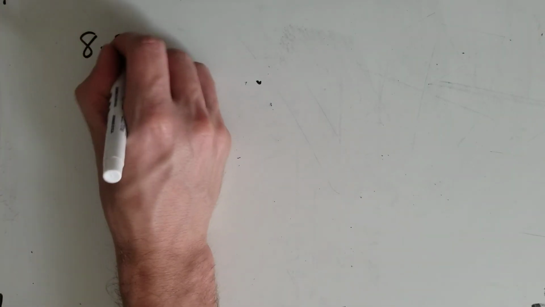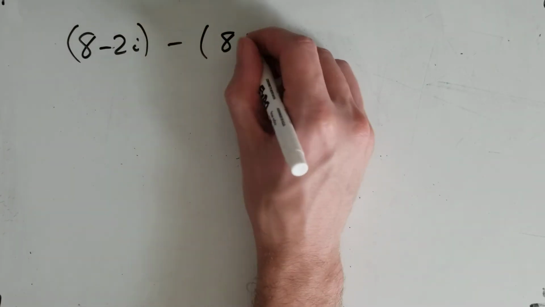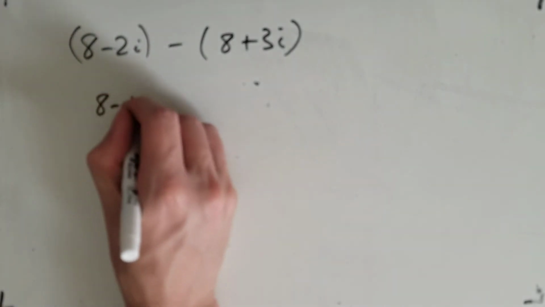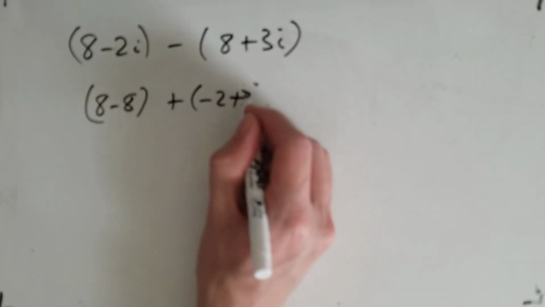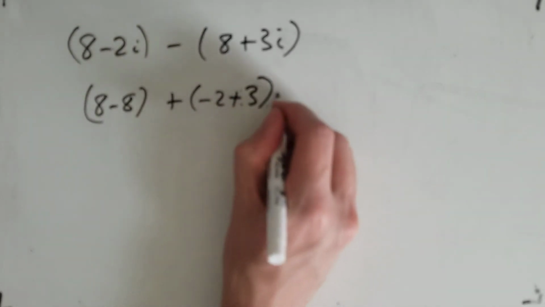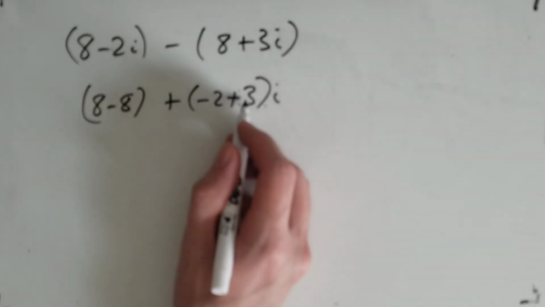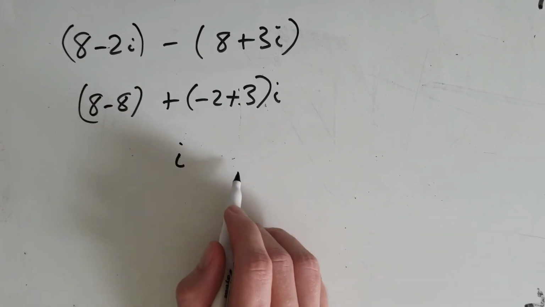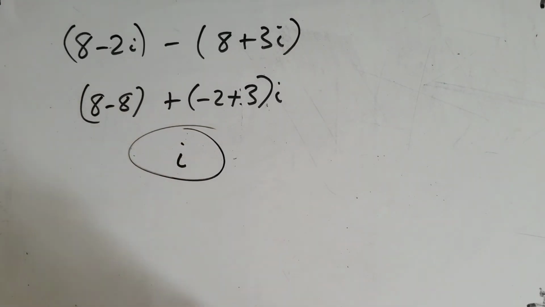Our next one, we have 8 minus 2i, and we are subtracting the complex number 8 plus 3i. So go ahead and do 8 minus 8, and then we're going to end up with negative 2 plus 3. 8 minus 8 is 0, so I'm not going to write the 0. Negative 2 plus 3 is 1, so you just get i. So this is a purely imaginary number, with the imaginary part being 1, so your answer is just i.